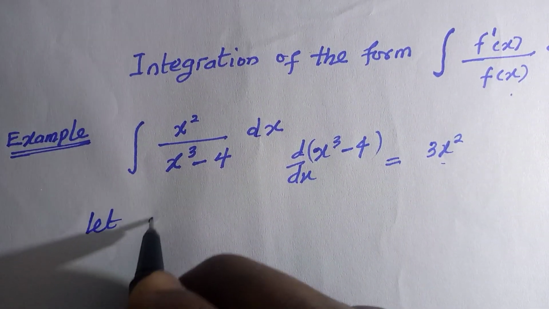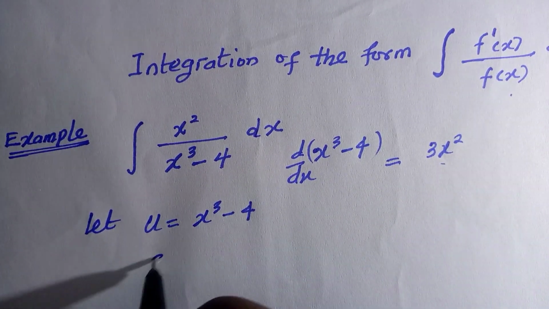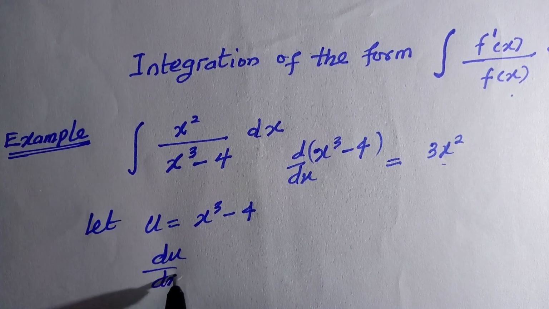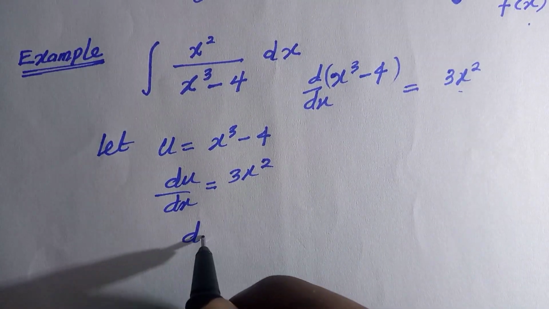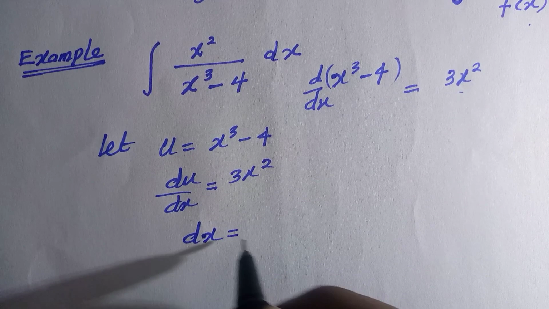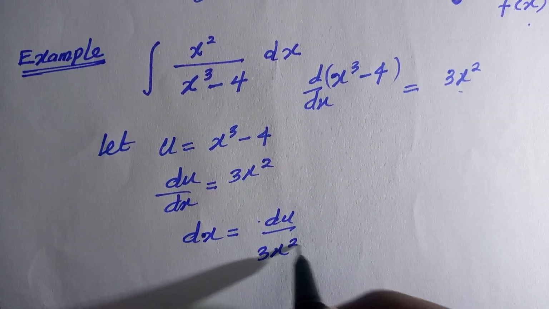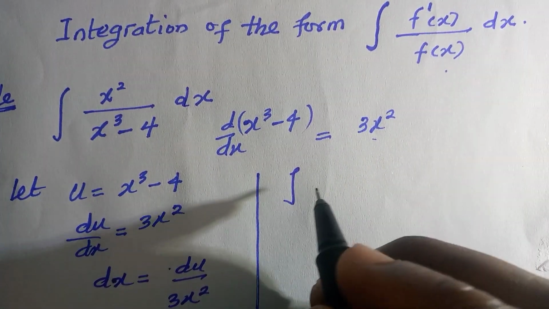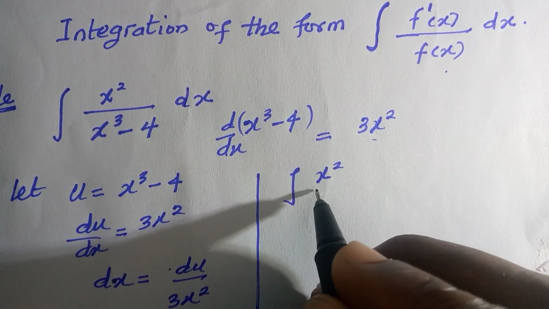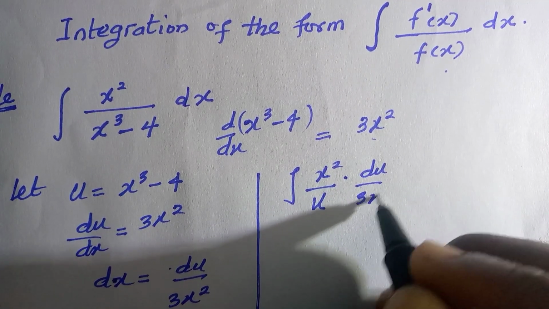So we let u equals x raised to power 3 minus 4. Mind you, it's not necessary to use u, you can use any other letter. By differentiating this, we are going to have 3x raised to power 2, and we make dx the subject of the formula here. And by doing that, we are going to have du divided by 3x squared, as I've been doing above. You can try that one out. And here we have the integral of x raised to power 2 divided by, we let this one be u, dot dx is du divided by 3x squared.